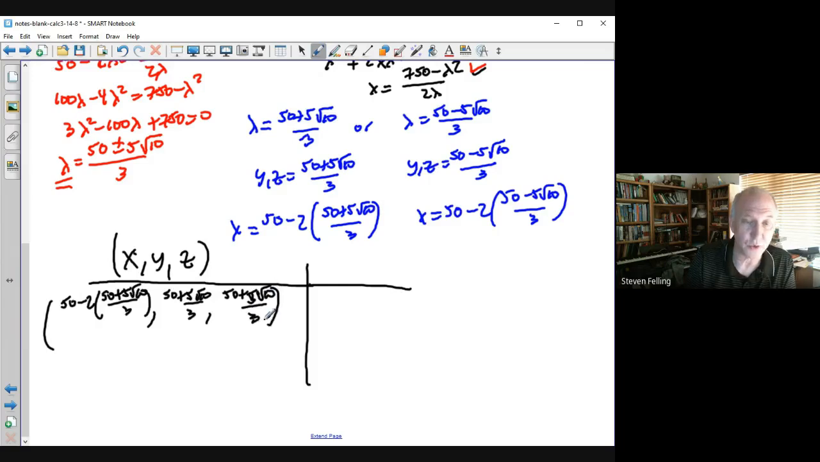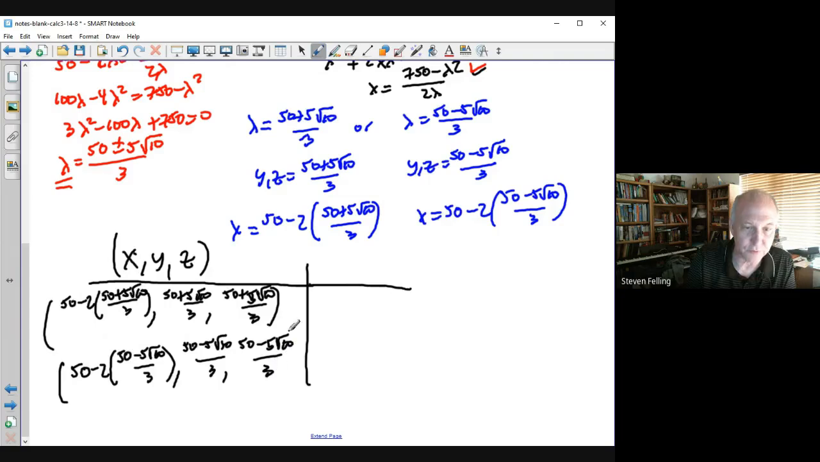That's one possibility. Or you could have x be the negative version, 50 minus 2 times 50 minus, so this changed to a minus here, square root of 10 over 3. And in that instance, we have 50 minus 5 square root of 10 over 3 and 50 minus 5 square root of 10 over 3 for the y and the z. And then you can plug those in to find the function values. Let's just try one real quick. I'm just going to do it in the calculator.